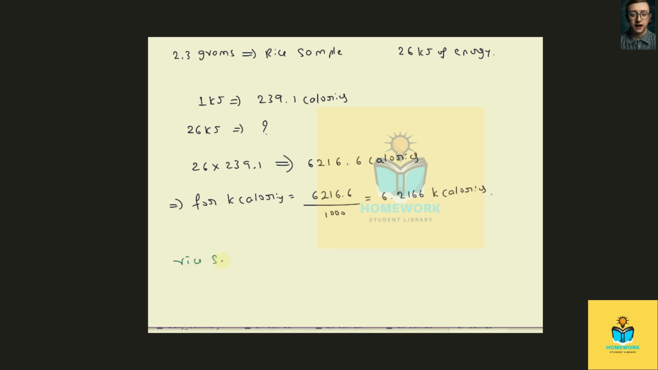The rice sample produces how many kilocalories? That is 6.2166 kilocalories of energy. This much is produced. So in this question, what have they given? They have given the energy in kilojoules, but they have asked that we have to convert kilojoules into kilocalories.